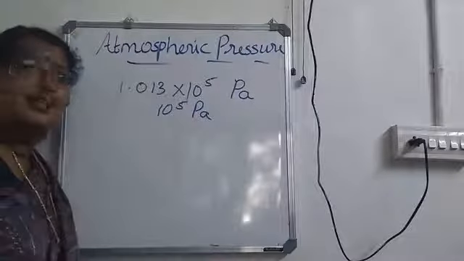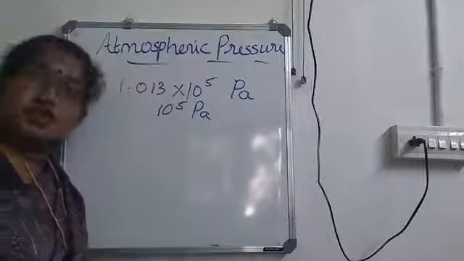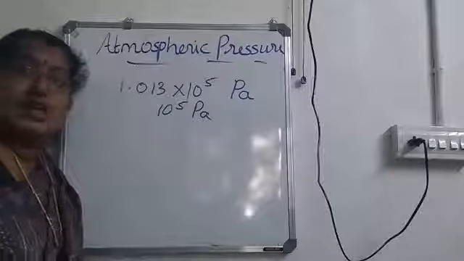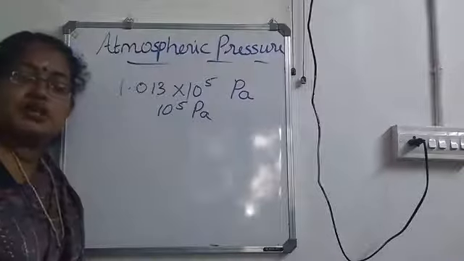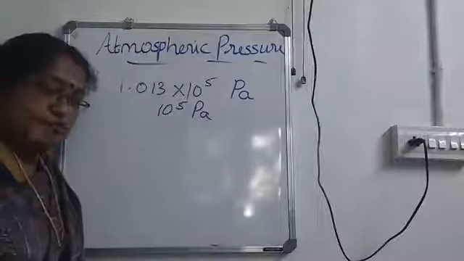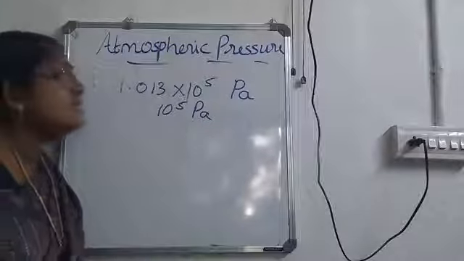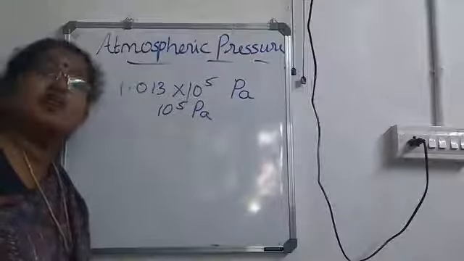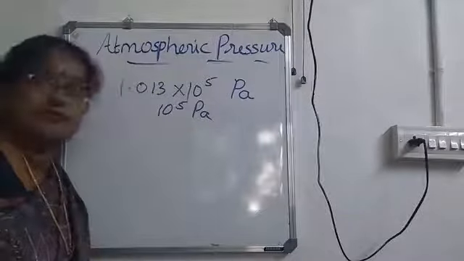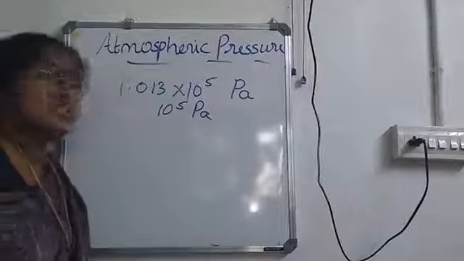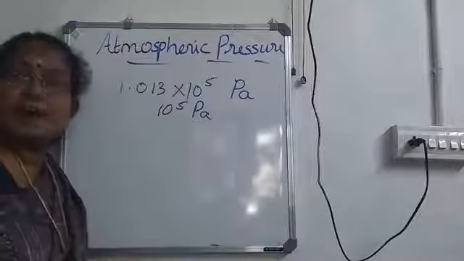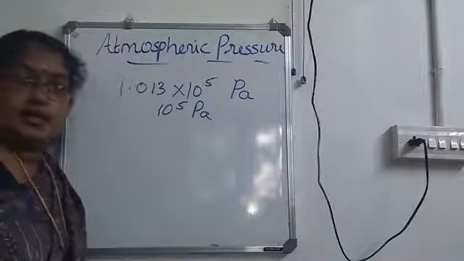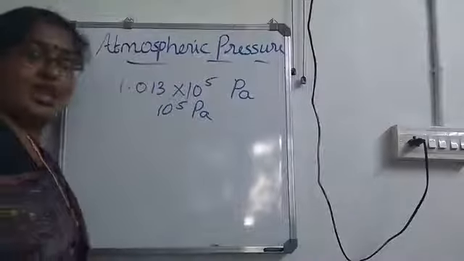So this is the value of atmospheric pressure at sea level. Atmospheric pressure is generally measured from sea level. So at sea level, the value of atmospheric pressure is 1.013 × 10^5, or just you can say 10^5 Pascal. Is it clear? So this much pressure is there around us.